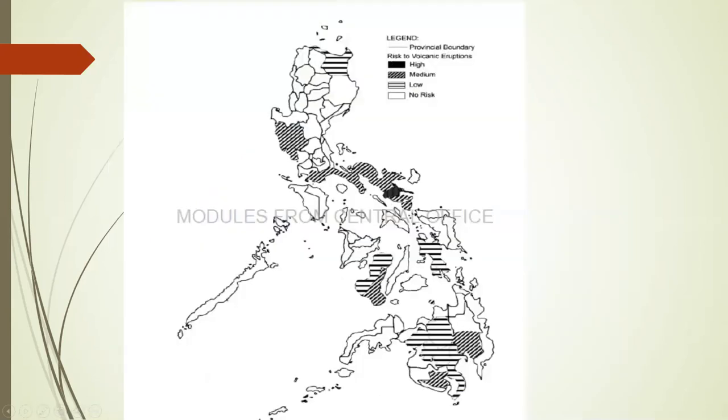Next. So we also have here in your book the risk for volcanic eruption. If you look at Cebu, there is no risk, because we don't have volcanoes in Cebu. You can look on the map for the other places, but if you look at the map, Luzon, Visayas and Mindanao have areas with high risk for volcanoes, medium risk and low risk. Because again, our Philippine Islands are volcanic islands.